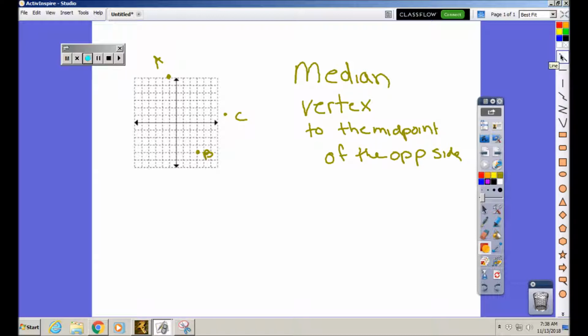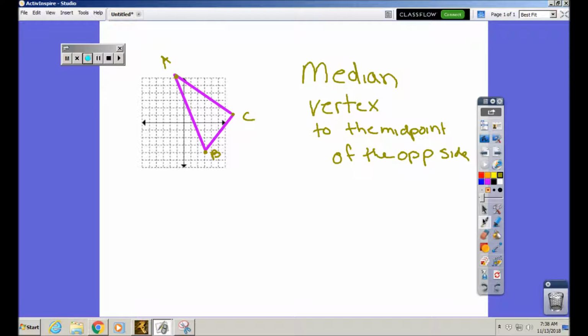So basically, the midpoint of BC is going to be about right there, correct? And I'm going to draw a line from there to that point. The midpoint of AB is going to be about right here. I'm going to draw a line from here. And then I'm going to draw one from whichever was the third point. We're going to go through this.